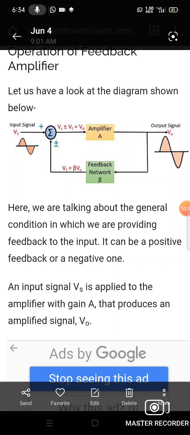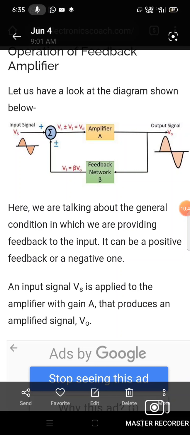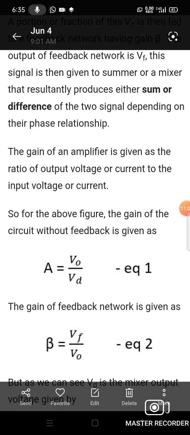And one more thing: Vs, the source signal, is applied to the amplifier with gain A that produces an amplified signal V naught, right? Same things there: Vd is equal to Vs plus or minus Vf, and Vf is equal to beta V naught. Beta is the factor, V naught is the amplifier output, right? And what is the gain of the amplifier here? The summer or mixer produces either a sum or difference of the two signals depending on their phase relationship.